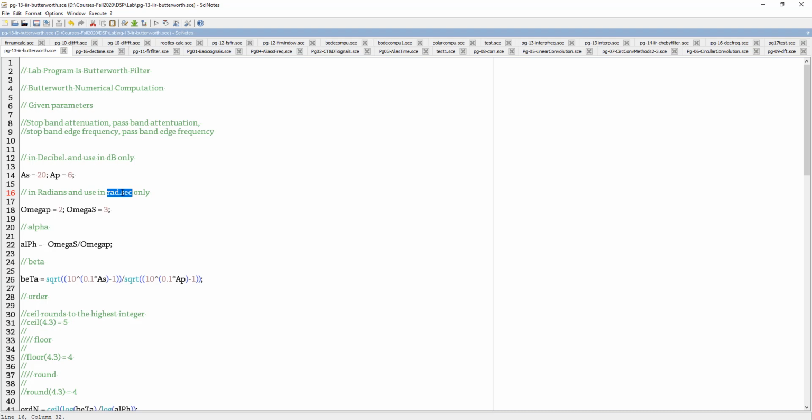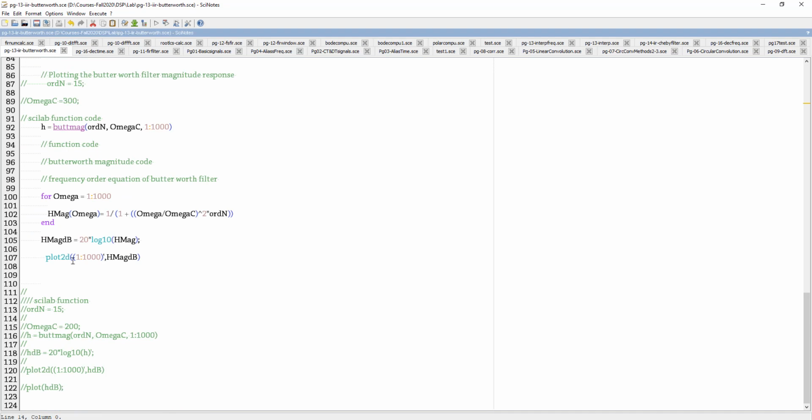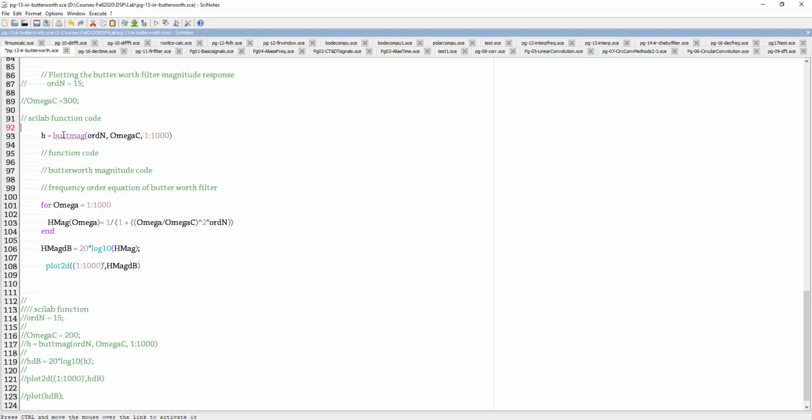If this is not given in decibel, then you need to convert it to decibel by doing 20 log 10. And if this is not given in radians per second, and it is given in say degrees, then you have to convert it into radians per second. So you just have to watch for these units. But apart from that, you just need these four parameters, and whatever the values, you're pretty much computing everything, and then you get here.